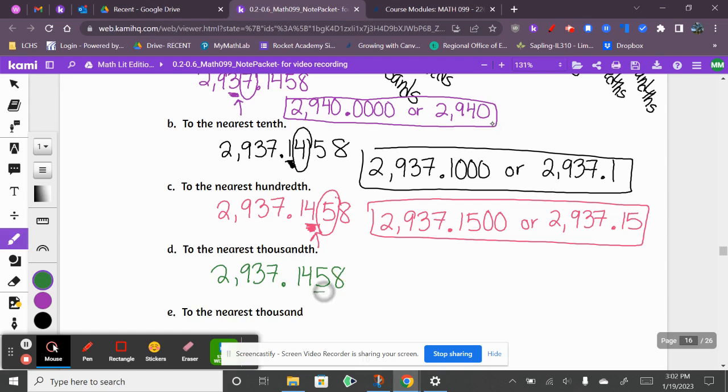So on this one, I'm going to underline the 5, and the 8 is going to be circled. Because it's an 8, I'm going to round the 5 up. So I get 2,937.146 because the 5 will get rounded. And we can place a 0 after, or we can just write it without.